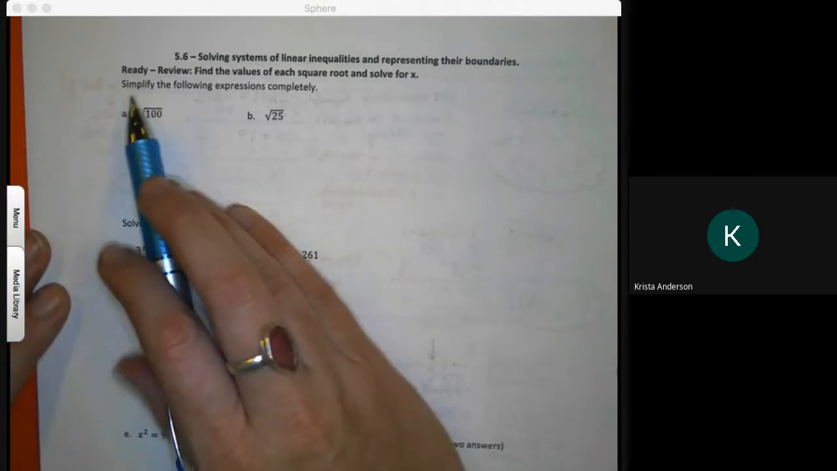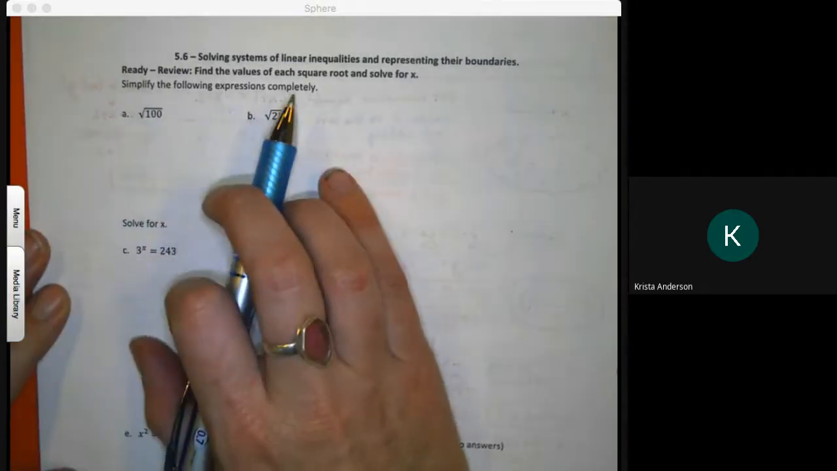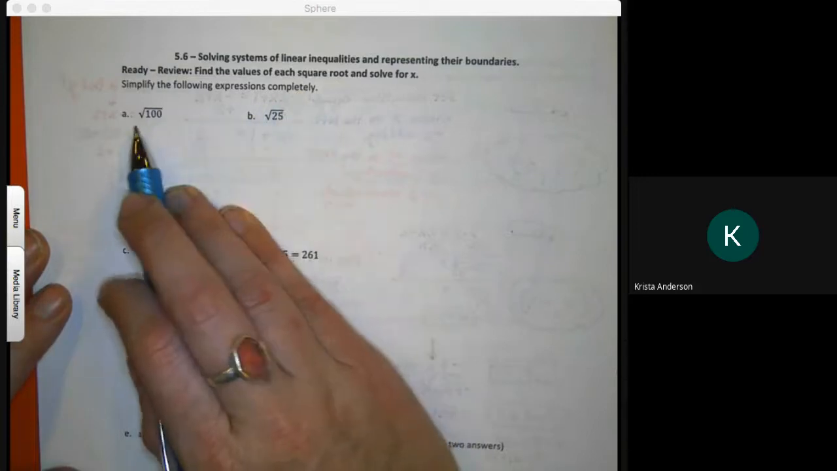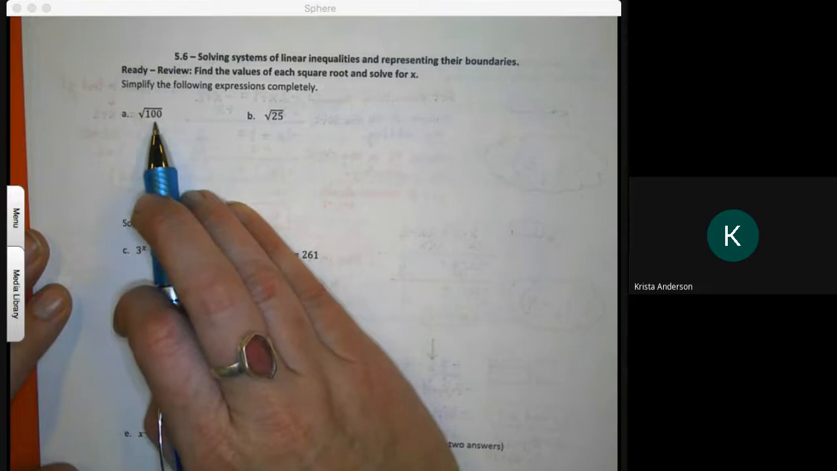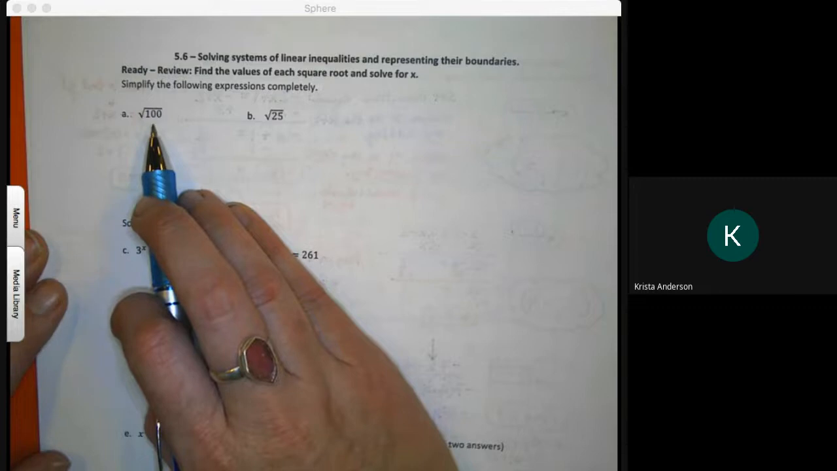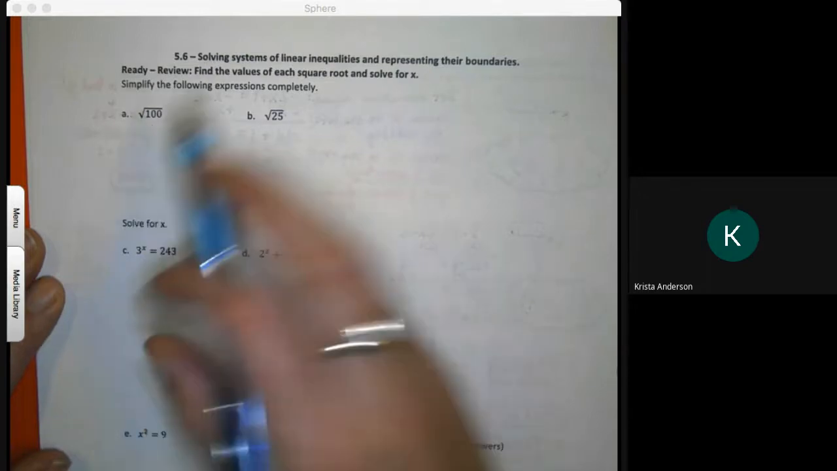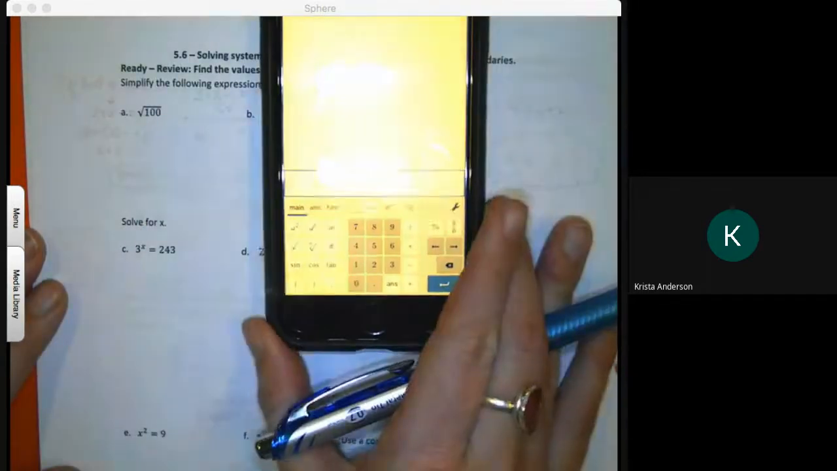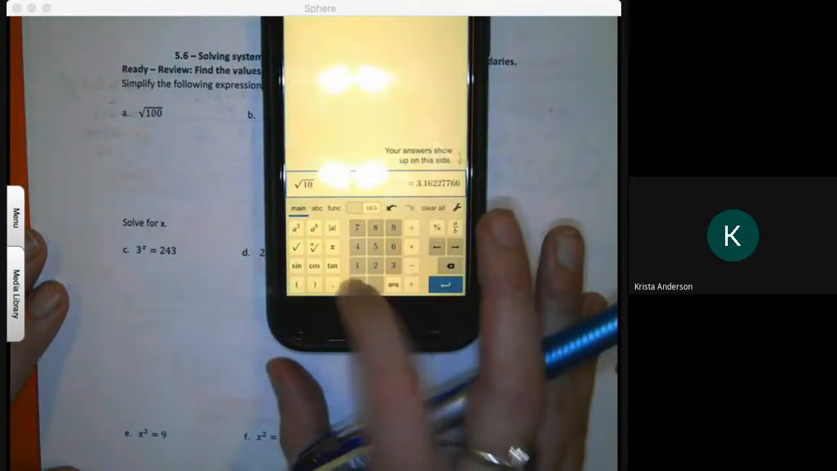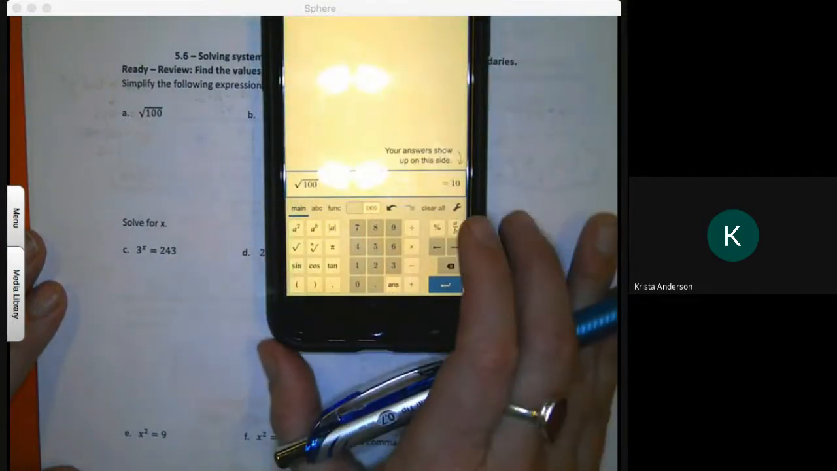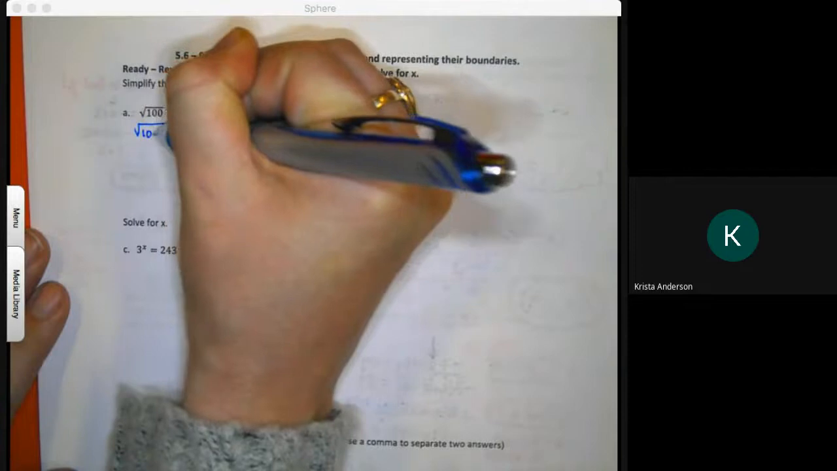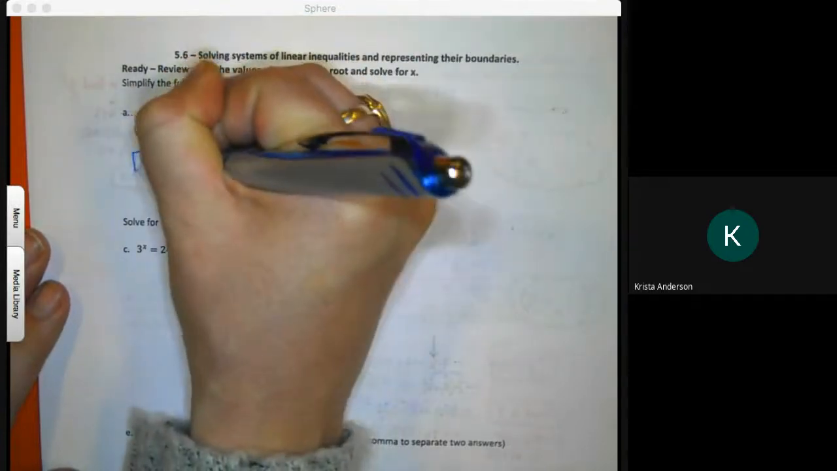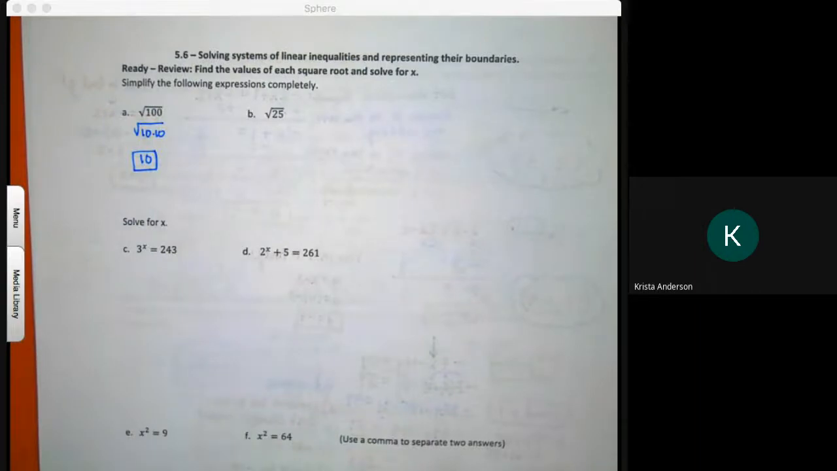What I have to do is simplify the following expression completely. When I square root 100, does anybody remember what 100 breaks into? It's special. If I can't remember, it only works on this type of number. When I square root 100, I get 10, because 100 is 10 times 10. That's why the square root simplified is 10.